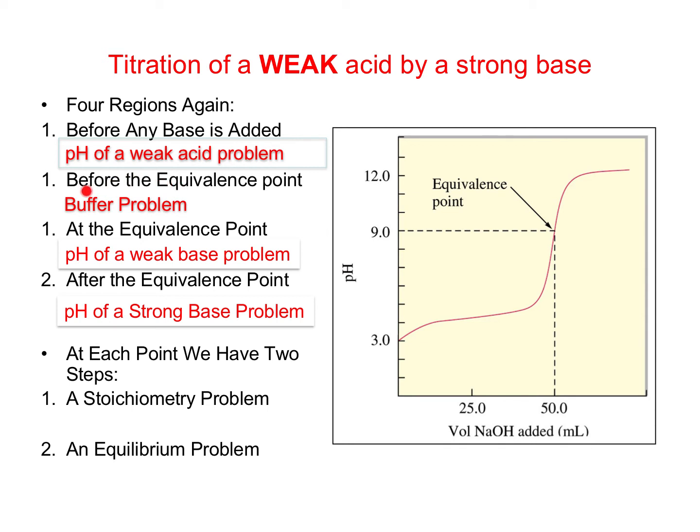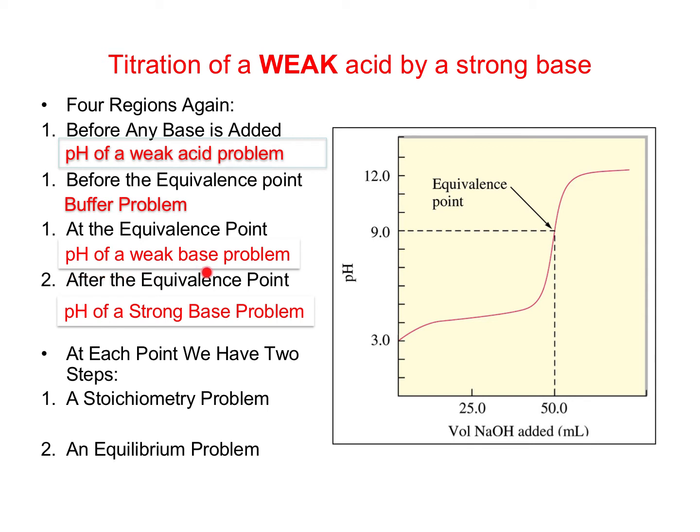When we're before the equivalence point, but after we've started adding base, now we have a buffer, right? So when we add the strong base, that's going to convert some of the weak acid into its conjugate base, but I haven't used up all the acid because I haven't gotten to the equivalence point yet. So before the equivalence point, you're going to find, after you do the stoichiometry problem, that you have the weak acid you started with and some of its conjugate base present. So you effectively have a buffer, and so the easiest way to calculate the pH then is using the Henderson-Hasselbalch equation.